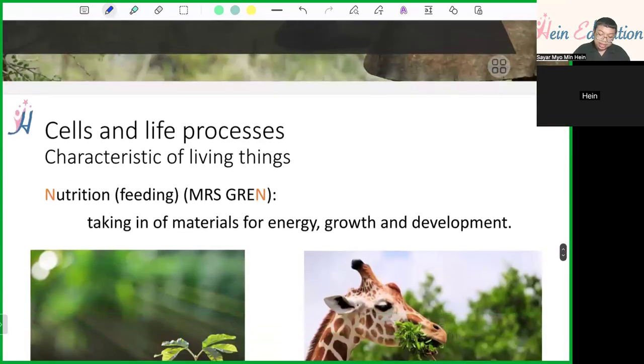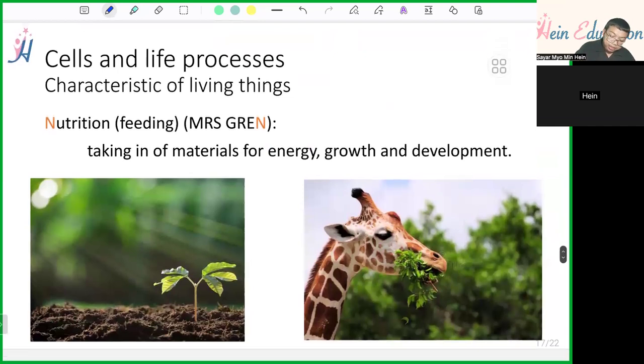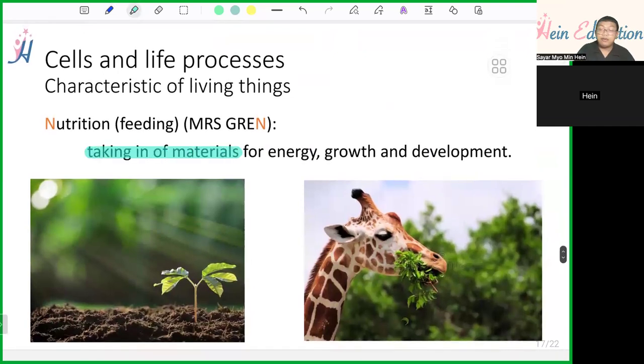Nutrition is the taking in of material. Simply put, it means we are eating, we are consuming: taking in material for energy, growth, and development. In terms of nutrition, we can further divide it into three types. Starting off with autotrophic nutrition: these are the plants, which use sunlight directly and produce food. So that would be autotrophic.